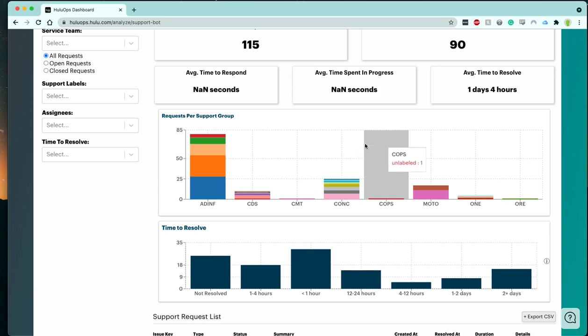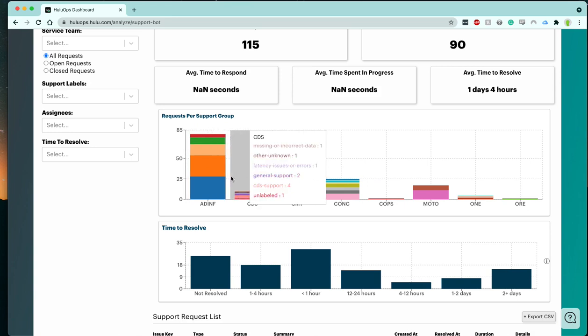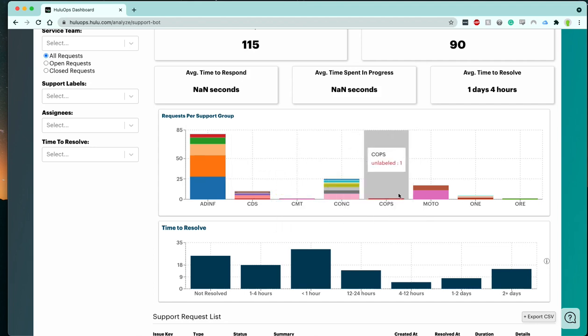Average time to resolve: 1 day, 4 hours. You can actually see where all of these tickets are going. So you can see the buckets that are going into it: Terraform support, Mariner support, Jenkins support. Really interesting stuff here. And we're breaking it down, right?